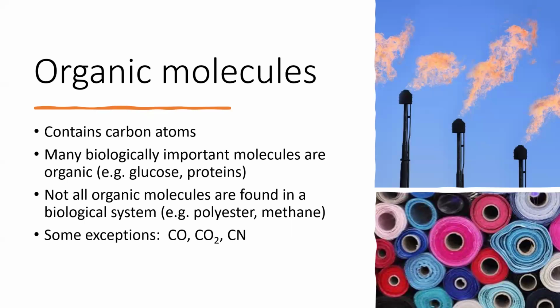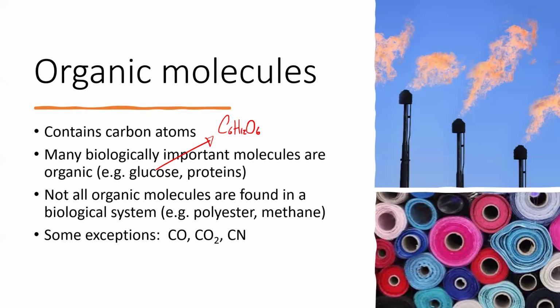So for example, there are several biologically important molecules that are organic, like glucose. Okay, glucose is C6H12O6. You might not remember it now, but you will later on. We're going to be talking about glucose quite a bit in the course. And it has carbon, 6 of them, in fact. That's what makes it organic. Proteins are also organic because they have carbon in them.